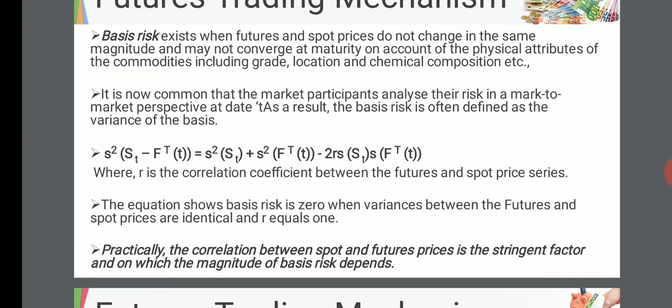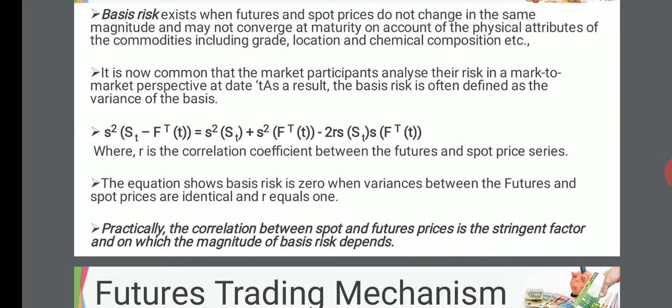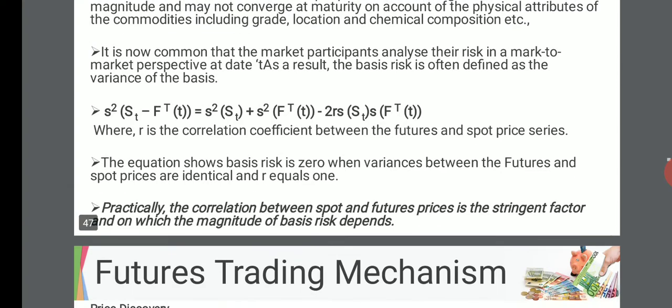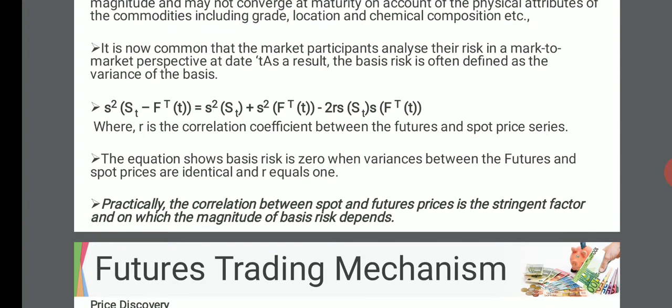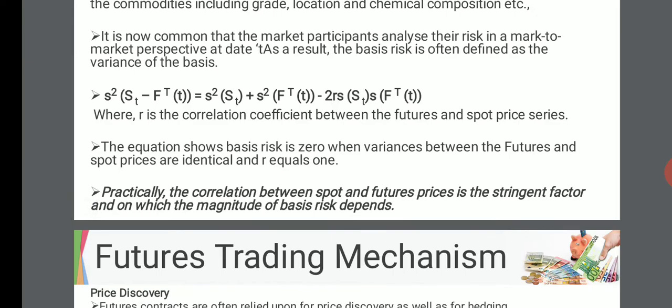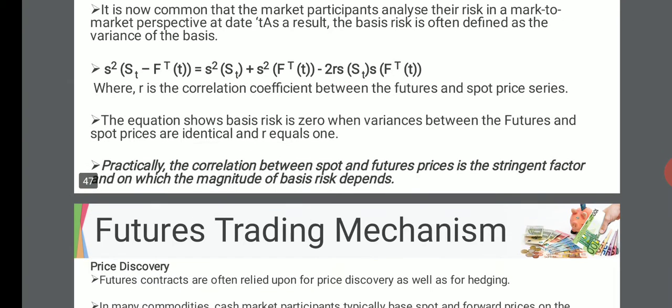It is now common that market participants analyze their risk from a mark-to-market perspective at date T. As a result, the basis risk is often defined as the variance of the basis, where R is the correlation between the futures and the spot price series. There's no need to remember this equation, so you can leave it. The equation shows basis risk is 0 when variances of futures and spot prices are identical and R equals 1. Practically, the correlation between spot and futures prices is the stringent factor on which the magnitude of the basis risk depends.